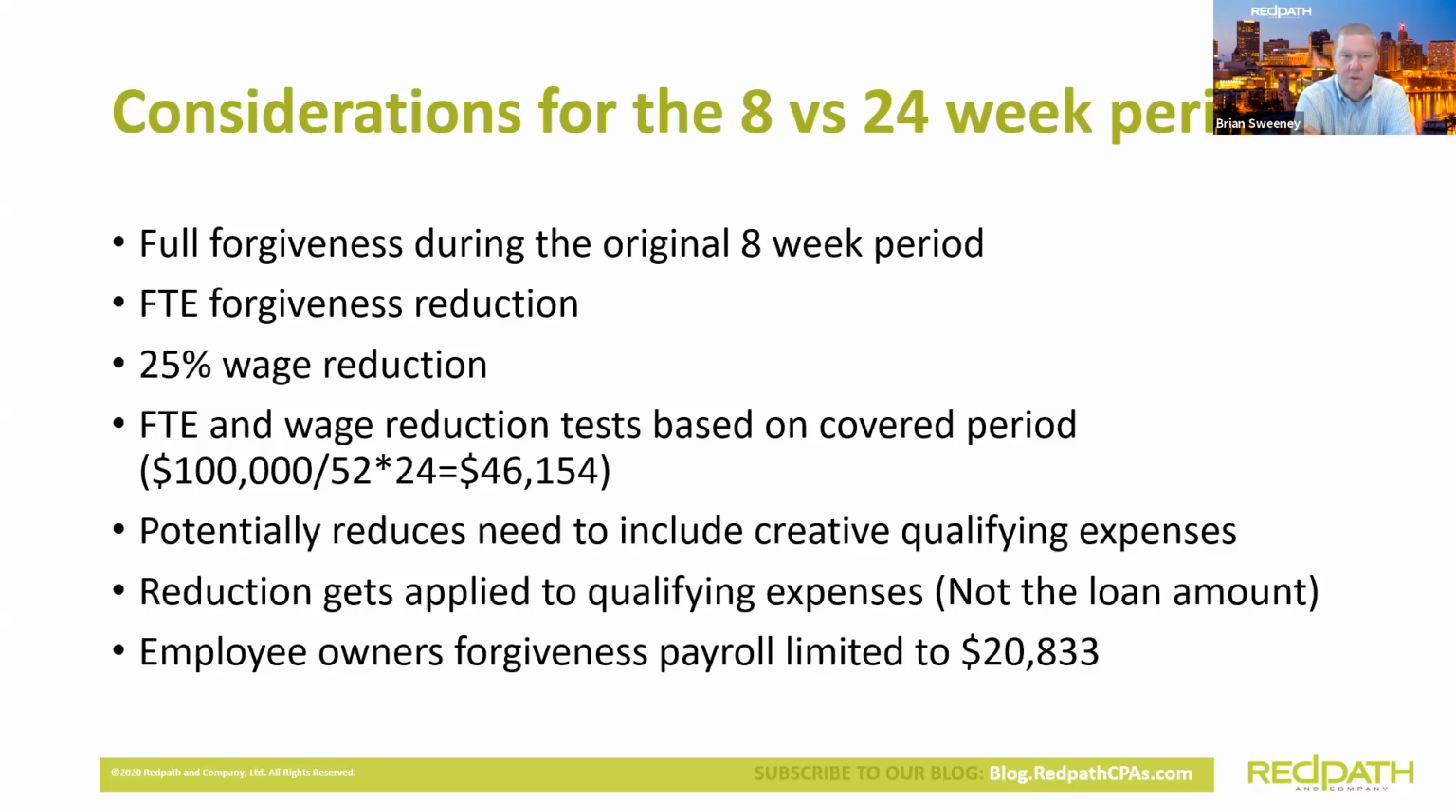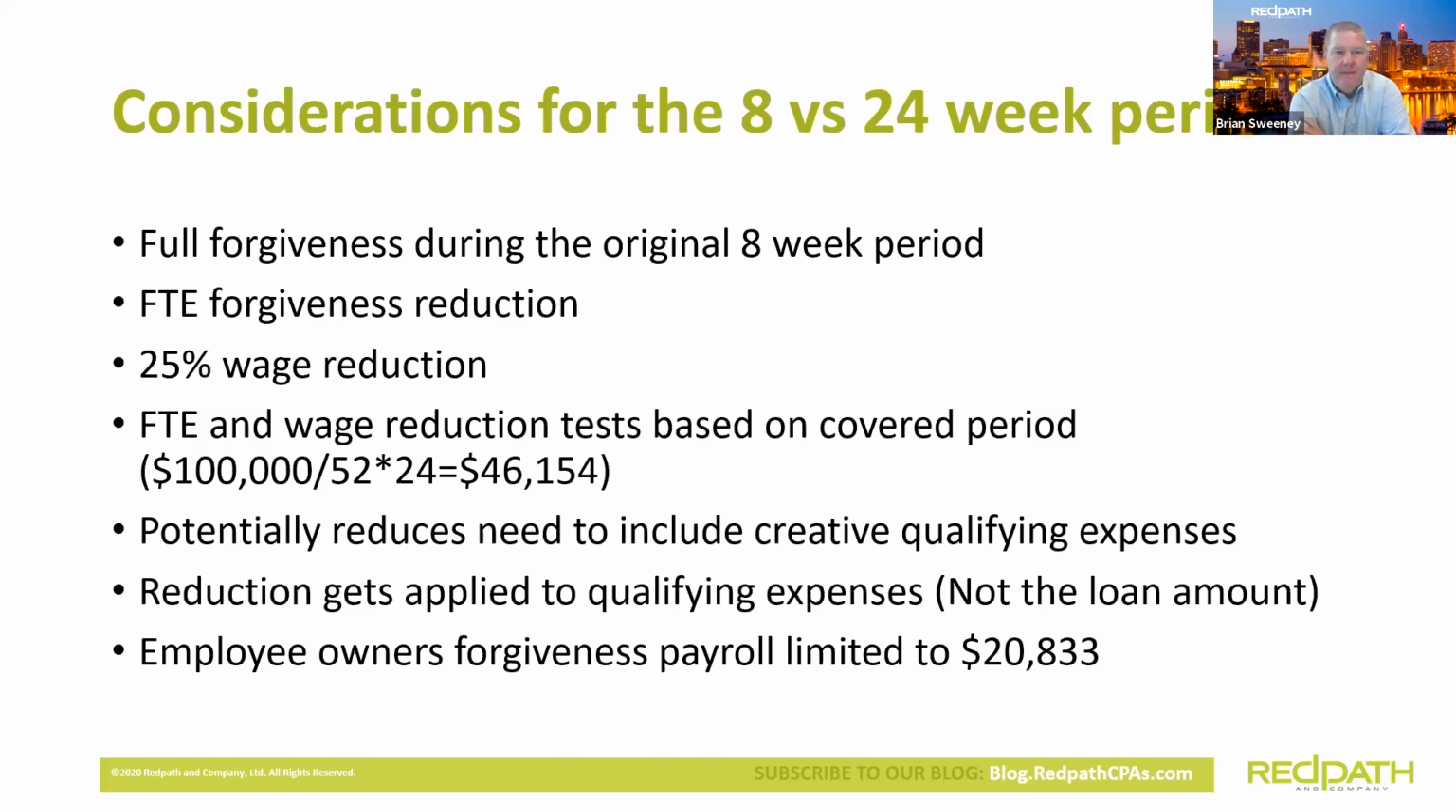That goes back to Paul's point earlier on being able to choose between 8 or 24, or whether there is some period in between 8 and 24 that you could utilize to maximize forgiveness and not get hit for full-time equivalent reductions, if that's the case that you're in. So next one is kind of the same thing, and we have the math on there, the 46,154. Whichever one you choose, the wage reduction and FTEs are based on that covered period, and the max wages to be used for forgiveness if you choose 24 weeks is the 46,154.